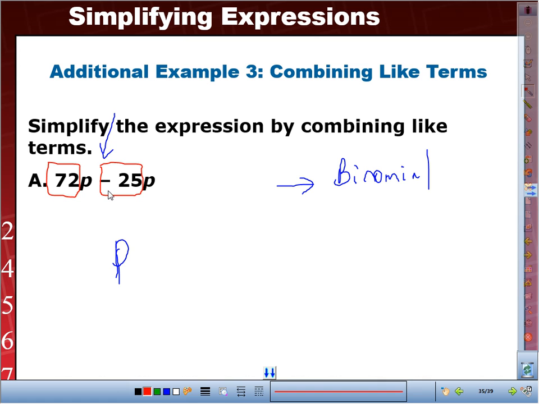Why did I include the negative? Because I said from now on, whenever you see a negative, you circle it together with that number, and it's going to become a negative. Therefore, what is 72 and negative 25? 47, and we're done. That's how we combine like terms. So far so good? Let's do another one.